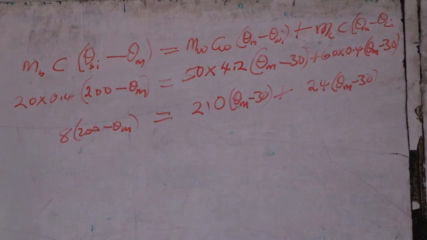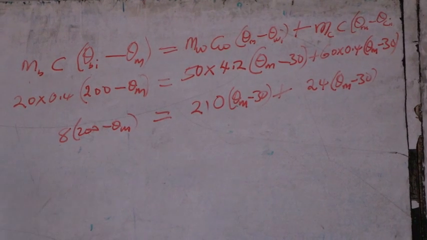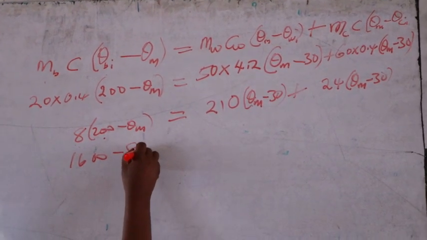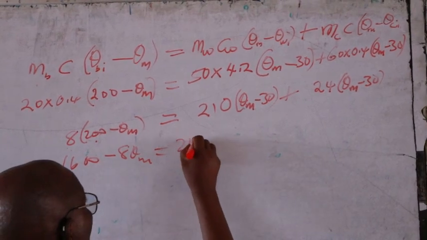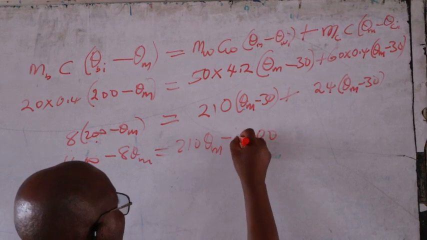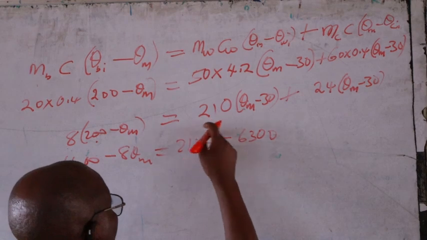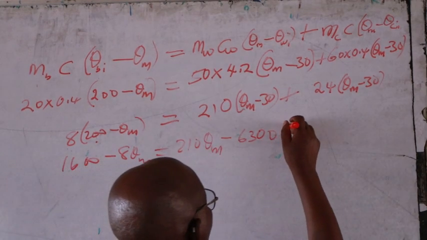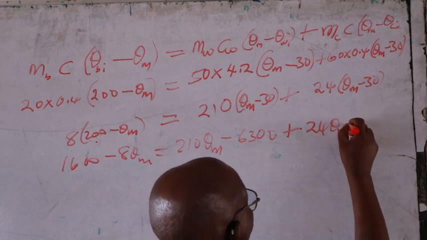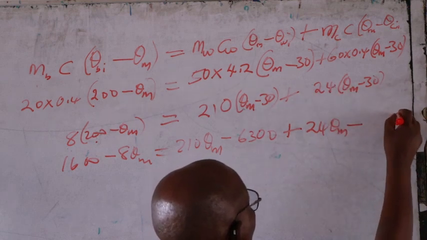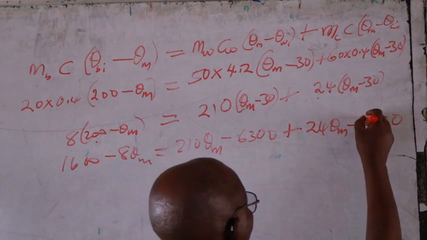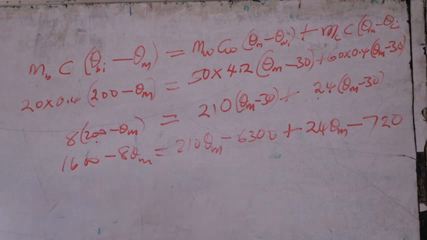So you can go on until the final answer is obtained. This time, this is 16 minus 8 theta m equals 210 theta m minus 0036. 0 here, 3 times this, 310, you have this. Then plus 24 theta m, then minus, you add 0 to this, 3 times 4, 12. 3 times this, 6 plus 1, 7. Straight away, without calculator, you have it done.